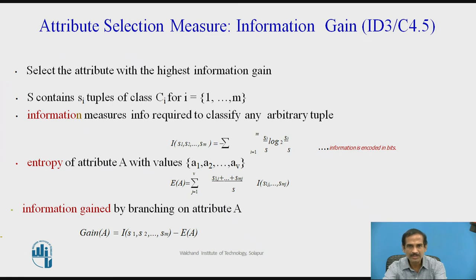So the attribute selection measure, which is gain, can be calculated by selecting the attribute which has the highest information gain, then finding the measure S, which represents this particular class Ci, which has I classes. So this tuple of classes is of importance. We measure the information based on this particular formula. We consider the entropy of the attribute with the values using the second formula, and the information gain by branching on the attribute A by the gain formula consisting of all the S's which are from the tuples which are generated.